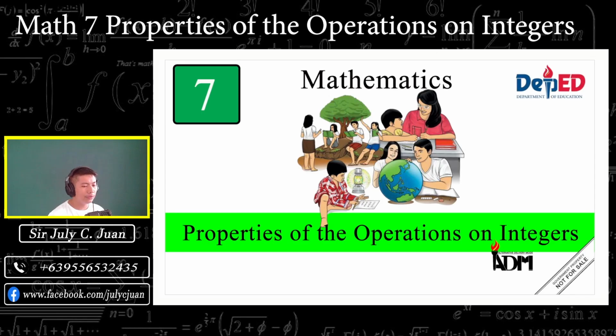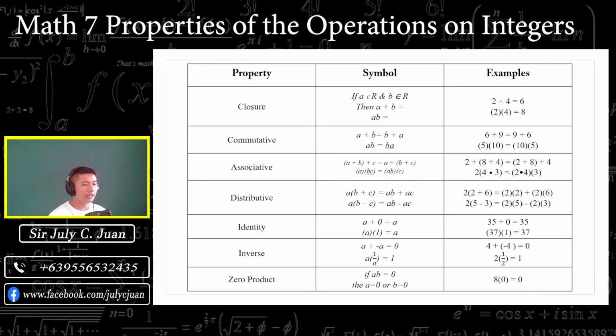Okay, so wala nang paligoy-ligoy. Itong mga properties na ito ay magagamit natin sa pag-manipulate sa basic operations natin sa mathematics. Okay, so punta na tayo sa unang property, which is the closure property.